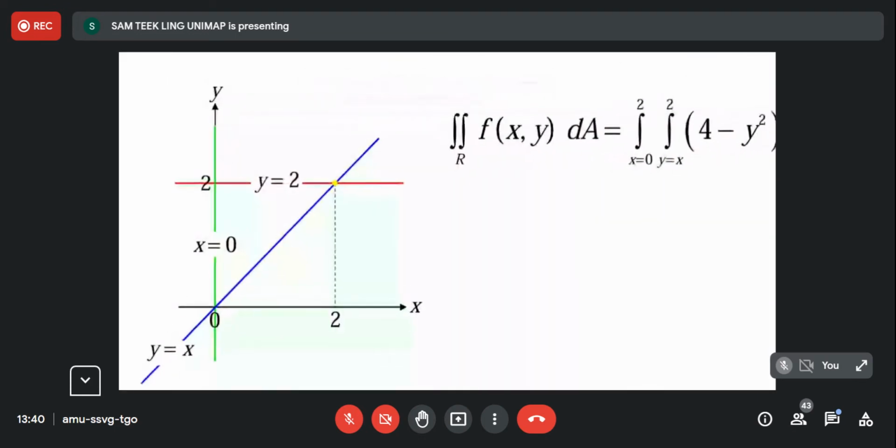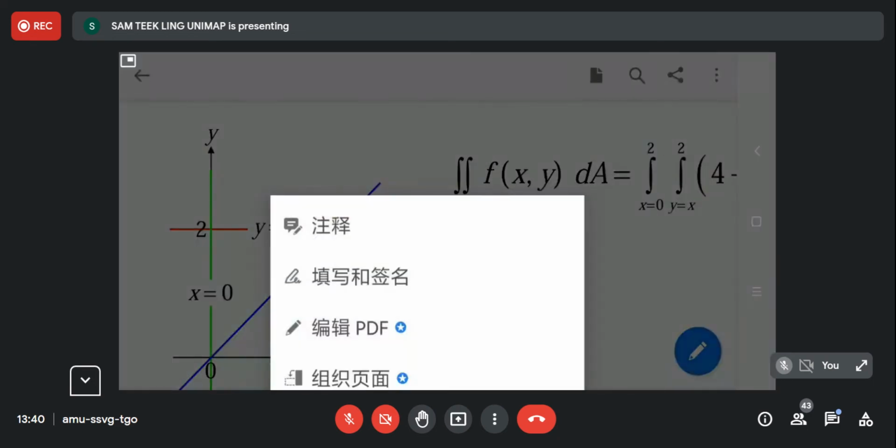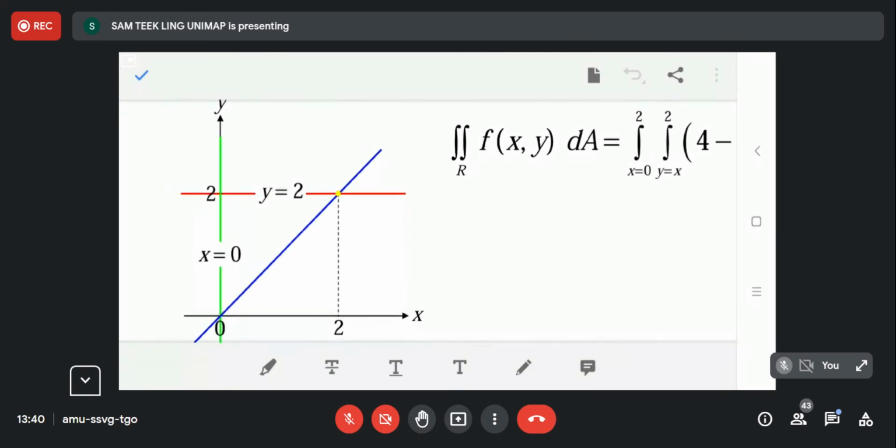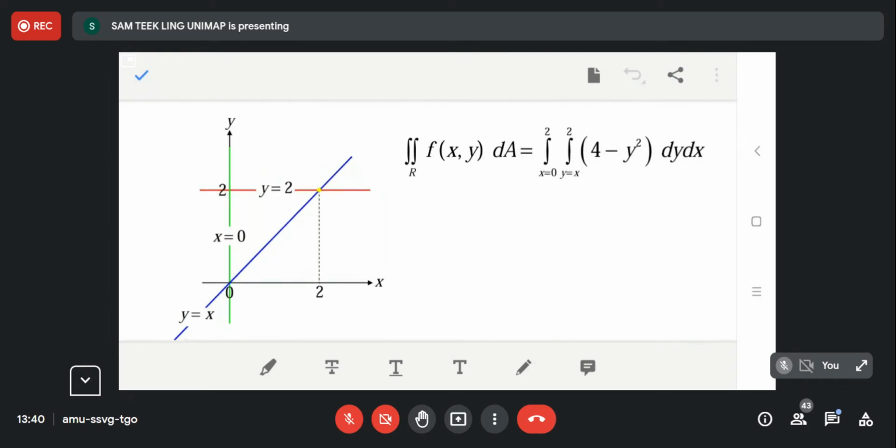Limits. First you sketch. You can see x equals 0, y equals 0, y equals x. The blue line is y equals x. You can see this line is y equals x. The green line is x equals 0. Then the red one is y equals 2. So these are the lines we sketched already. Then we also found the points already.